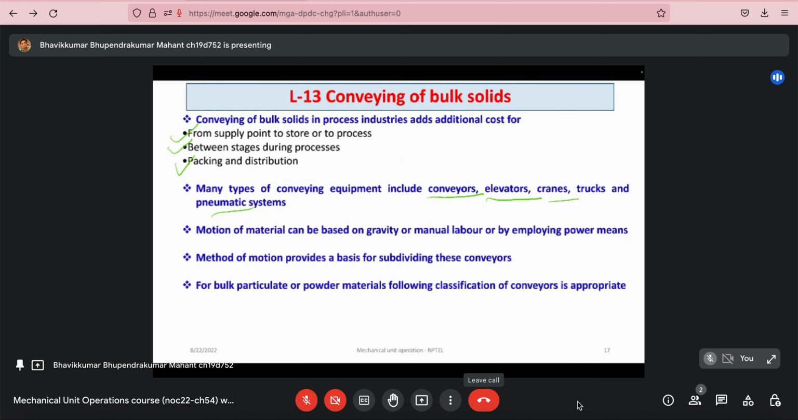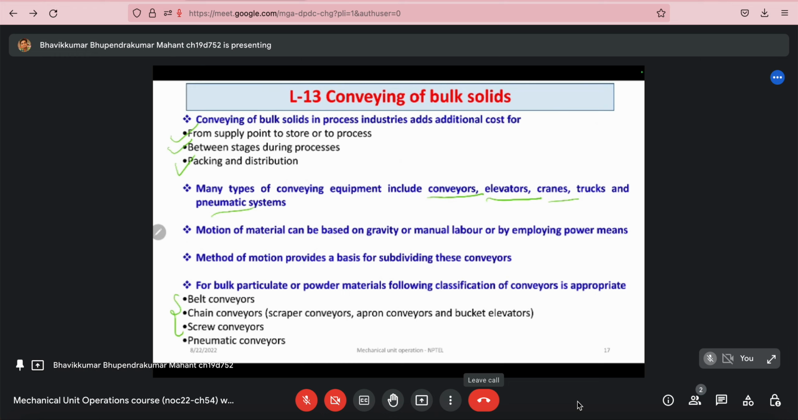For bulk particulate or powder material, the following classification of conveyors is appropriate. So basically we just have to keep in mind that for particulate or powder material, we need to go for belt conveyors, chain conveyors, bucket elevators, apron conveyors, scraper conveyors, then screw conveyors and pneumatic conveyors. These are the very major and very commercial types of conveyors for conveying solids.